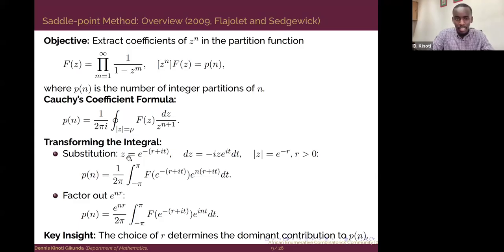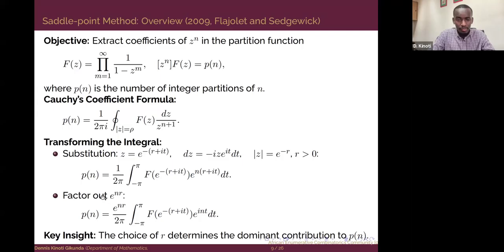So the number one thing is to substitute this z with this particular exponent. And why do we specifically choose this condition? It's because we want to analyze it in the unit circle. So here as r approaches 0, I mean the radius approaches 1. So that's why we choose this particular expression or choice of z.